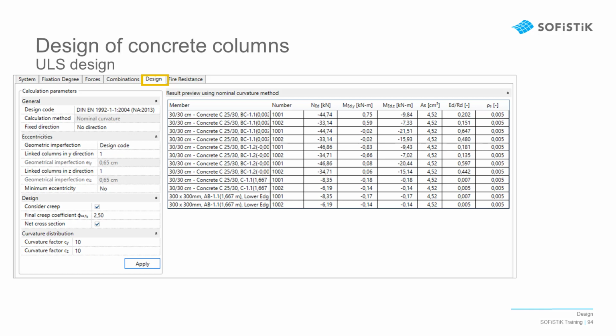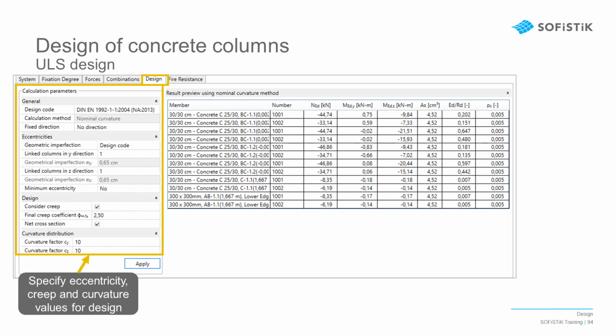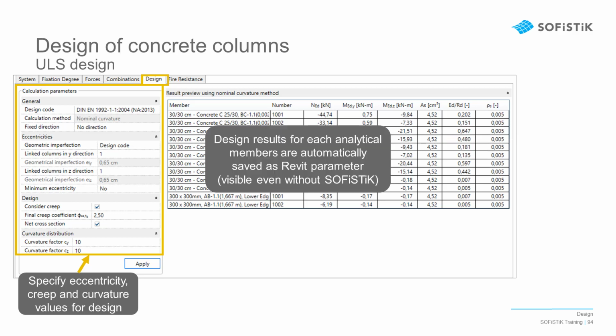Once all system parameters have been set, we can finally focus on the ULS verifications. In the tab Design, various settings can be adjusted, such as accounting for eccentricity or creep. The software will calculate on the go a preview in the dialog for a first estimation. These results can also be stored in the Revit file as parameters, in order to share them with people who do not have access to SOFiSTiK programs and data.